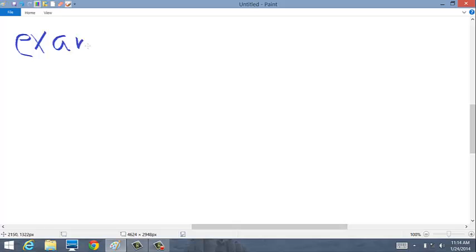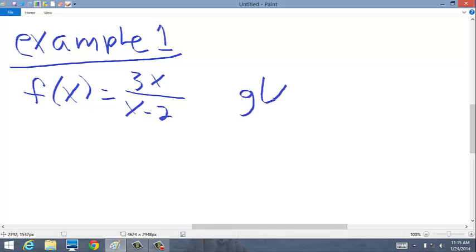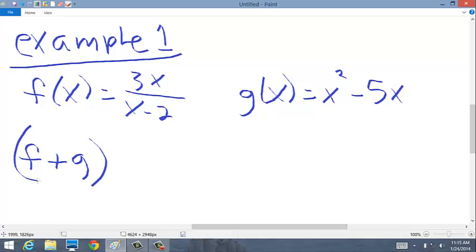Here's our first example for the day. This one's pretty straightforward. So if I were to give you 2 functions, I'll give you what f of x is. So f of x is going to equal 3x divided by x minus 2. And then g of x will equal x squared minus 5x. And then the question will be, what is (f plus g) of 4? So we're adding the 2 functions, but we're wanting to plug in 4.